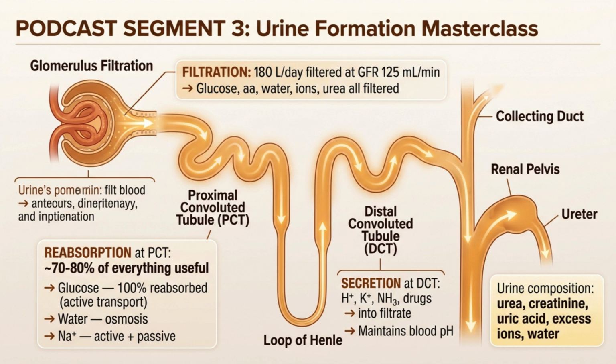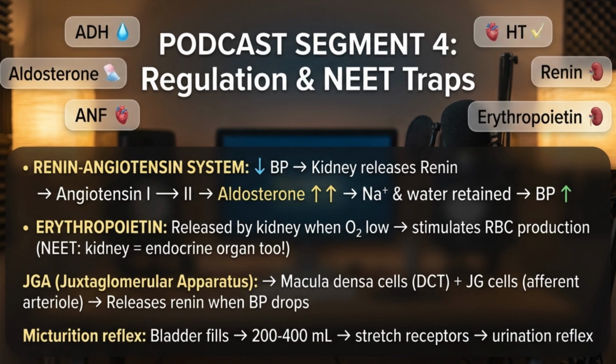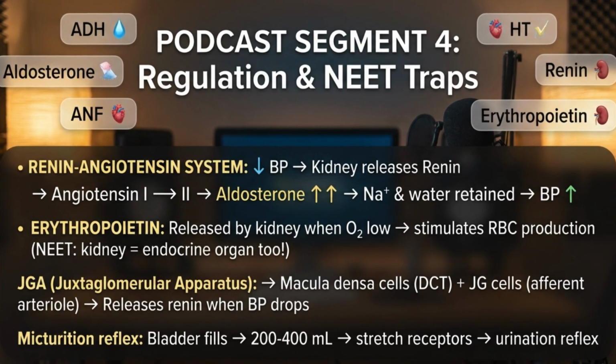Stage 3, tubular secretion. This is the body pushing substances from the blood into the filtrate. Hydrogen ions, potassium ions, ammonia, certain drugs, they get secreted here. This is critical for acid-base balance. By the time filtrate exits as urine, it contains urea, creatinine, uric acid, excess ions, and very little water relative to what was filtered. Let's talk about regulation and the NEET traps hidden here.